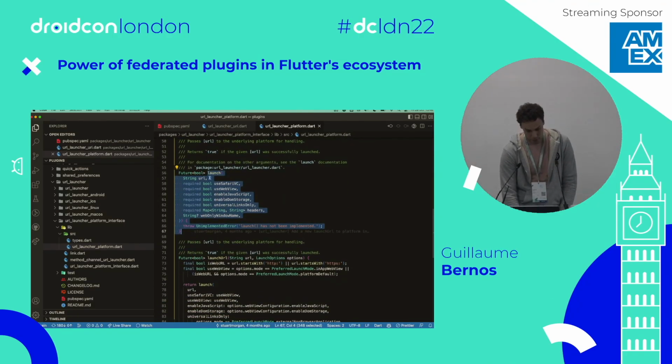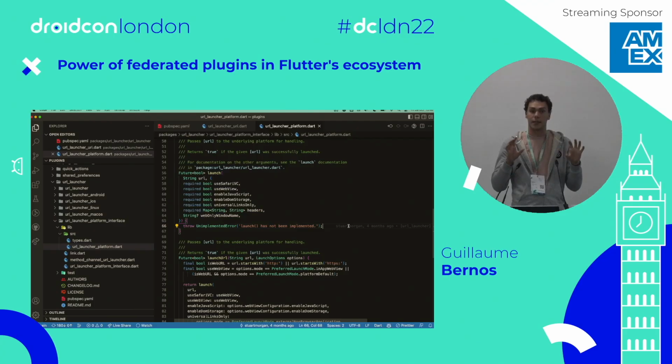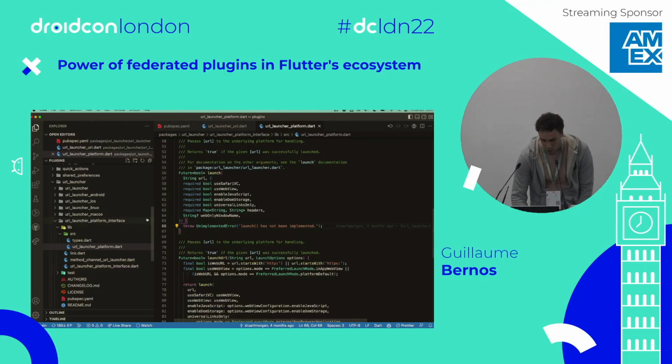So, there you have the launch method that will take all the different parameters and will just throw an unimplemented error. It's just the interface that all the underlying plugins, so Android, iOS, Windows, web, will have to implement in order to be fully supported.